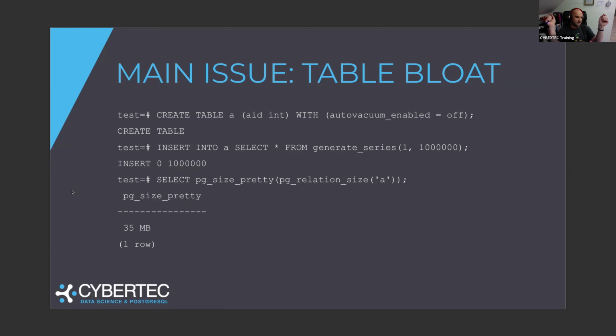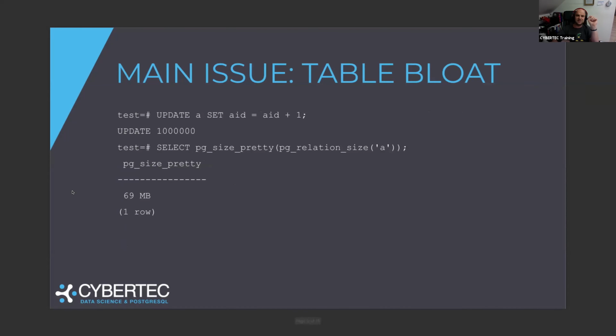And what we see here is that the size of the table is something like 35 megabytes. So that's the boring part. But let's move on to the real example. If we update this table, so if we update every row, what we see here is that the size of the table has basically doubled. As I've told you before, update has to copy all the rows. And this actually means that the copy of the row has to go to this table. So therefore, the size is going to change.